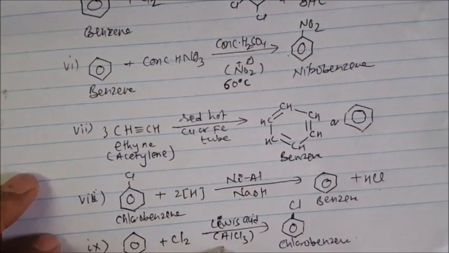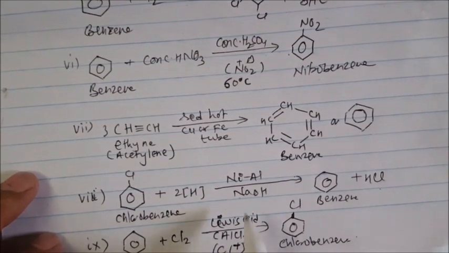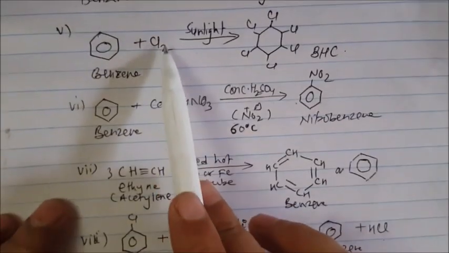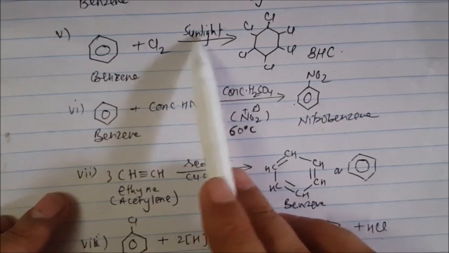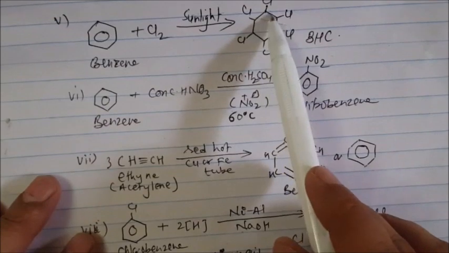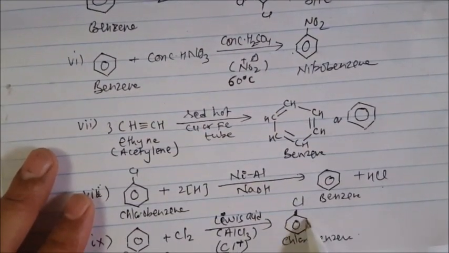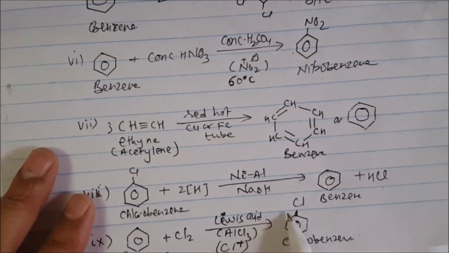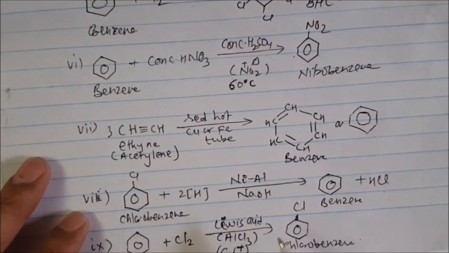And this is also an electrophilic substitution reaction. Here the electrophile is the chloronium ion. And in the other reaction, this is the free radical addition reaction, we can say. In the presence of sunlight, 6 chlorine atoms are added and the double bonds are removed. So this is the addition reaction, whereas this is the substitution product, and this chloronium ion is the actual electrophile, where this hydrogen is substituted in the benzene. So this is how we can solve the questions.